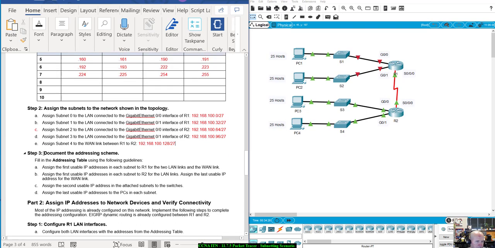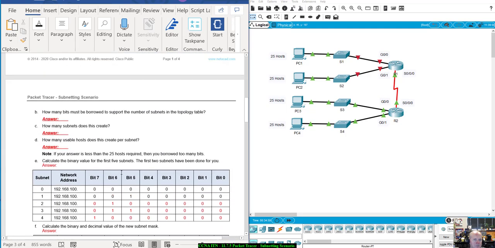All right, so fill in the addressing table using the following guidelines. Assign the first usable IP address to each subnet to R1 for the 2 LAN links and the WAN link. Assign the first usable IP address in each subnet to R2 for the WAN links. Assign the last usable IP address for the WAN link. Assign the second usable IP address in the attached subnets to the switches, and assign the last usable IP address to the PCs in each subnet.